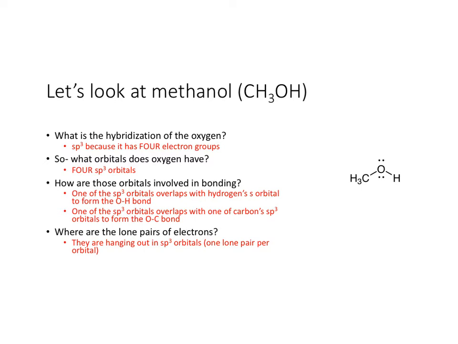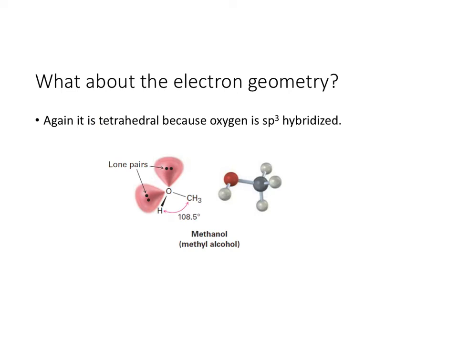How are those orbitals involved in bonding? Well, two of the sp3 orbitals are going to be overlapping with the carbon and the hydrogen to form those bonds. So an sp3 orbital overlaps with hydrogen's s orbital to form the OH bond here. And then the oxygen sp3 orbital overlaps with one of the carbon's sp3 orbitals to form this bond. Then what about those two lone pairs? Well, I've accounted for two of the four sp3 orbitals for oxygen, so the two lone pairs will then be occupying the two sp3 orbitals left. And what about the electron geometry? Again, it's tetrahedral because it's sp3 hybridized.